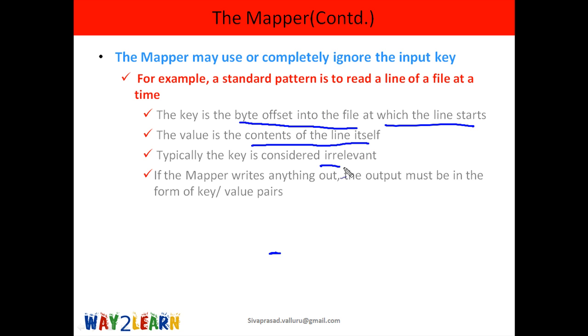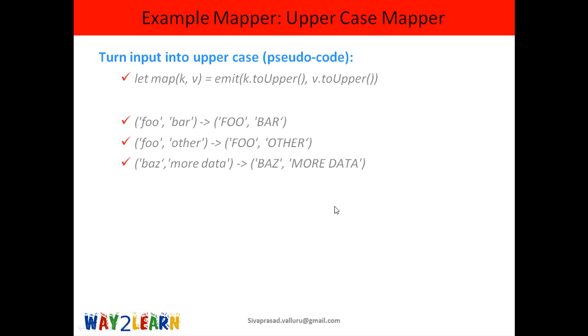By default the key is irrelevant in most cases and we use values. If the mapper writes anything out, the output must be in the form of key value pairs again. Map also will emit key value pairs.